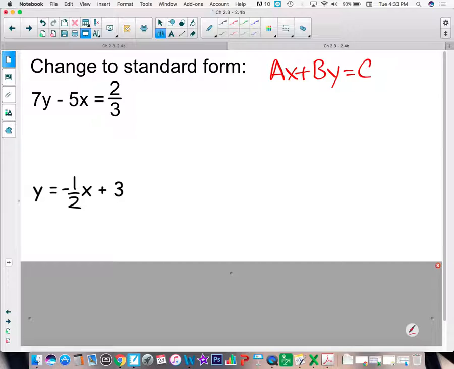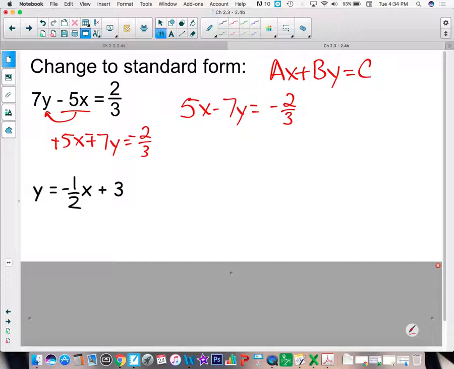Okay, so first thing I'm going to do is rearrange everything so it looks like ax plus by. So that means this has to switch places with that. All right, so we're going to have negative 5x plus 7y equals 2/3. Okay, that's my first step. Next step, we know it's always got to be positive, so I can change the signs of everything. 5x minus 7y equals negative 2/3.